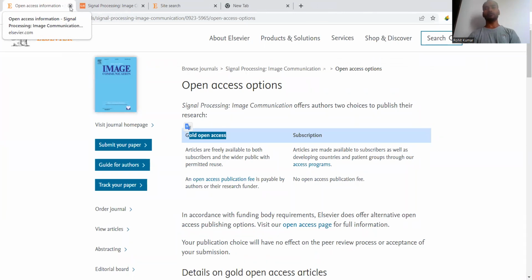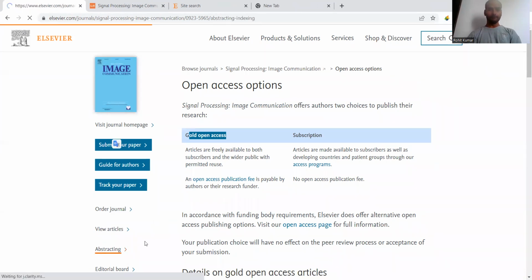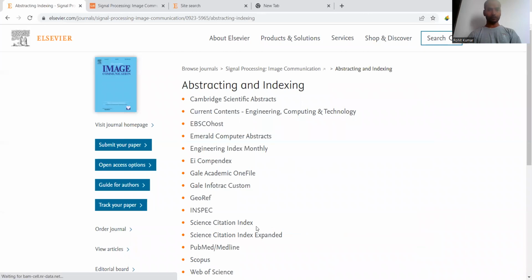So we have cleared two things, that the journal is SCI. No, we have not seen the indexing, I think. So one thing we need to see is the indexing of this journal. So let's see the abstracting and indexing. Here you can see the journal is SCI as well as SCIE. Okay, so it belongs to both the databases.